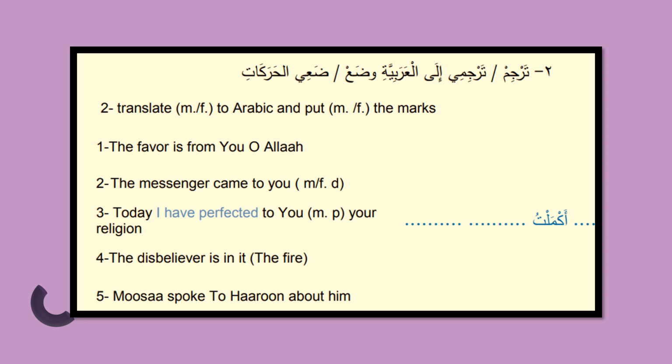The first one is: the favor is from you, O Allah. So this is Jumla Ismiya. So the favor, when translating, you need to flip. The favor is Al-Fadl. So this is our mubtada. So whatever is after is khabar, before is mubtada. So flip the sentence, Al-Fadlu with the dhamma.